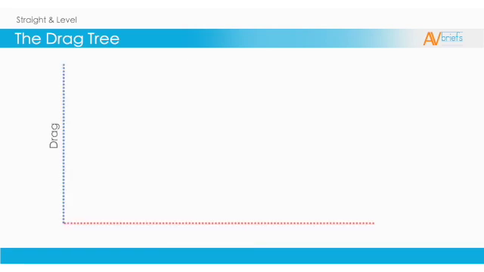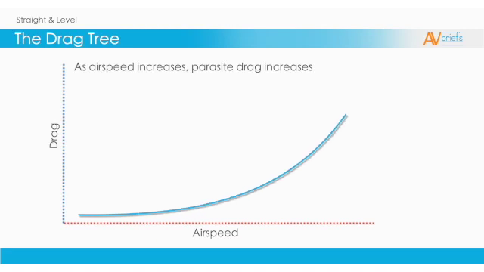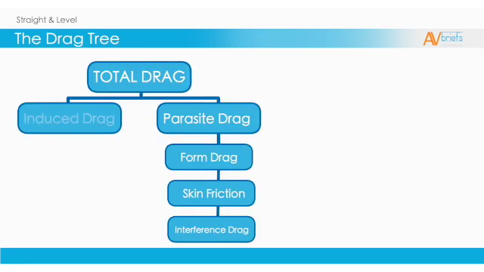We can graph the drag that is created to give us a visible display of the drag. When we look at the drag and the airspeed, we can see that as airspeed increases, parasite drag increases. Let's look at the other side of the tree. There, we have induced drag.